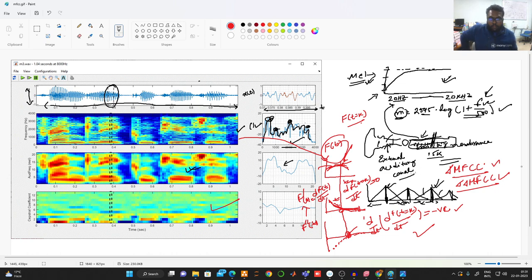Now, if you apply, for example, 13 filter banks, let me just open the mel filter banks.